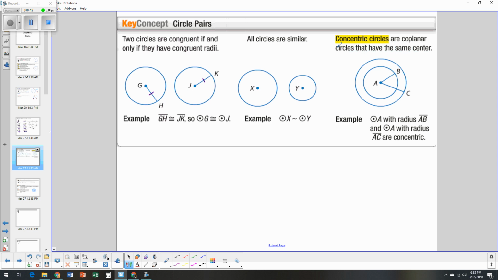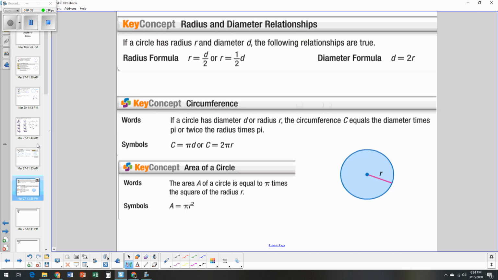Then we have something called concentric circles. So they are coplanar circles that have the same center. So circle A smaller with the radius of AB, circle A bigger with the radius of AC. All right, so like a target would be an example of concentric circles. So like we said before, the radius is half the diameter, or the diameter is double the radius.